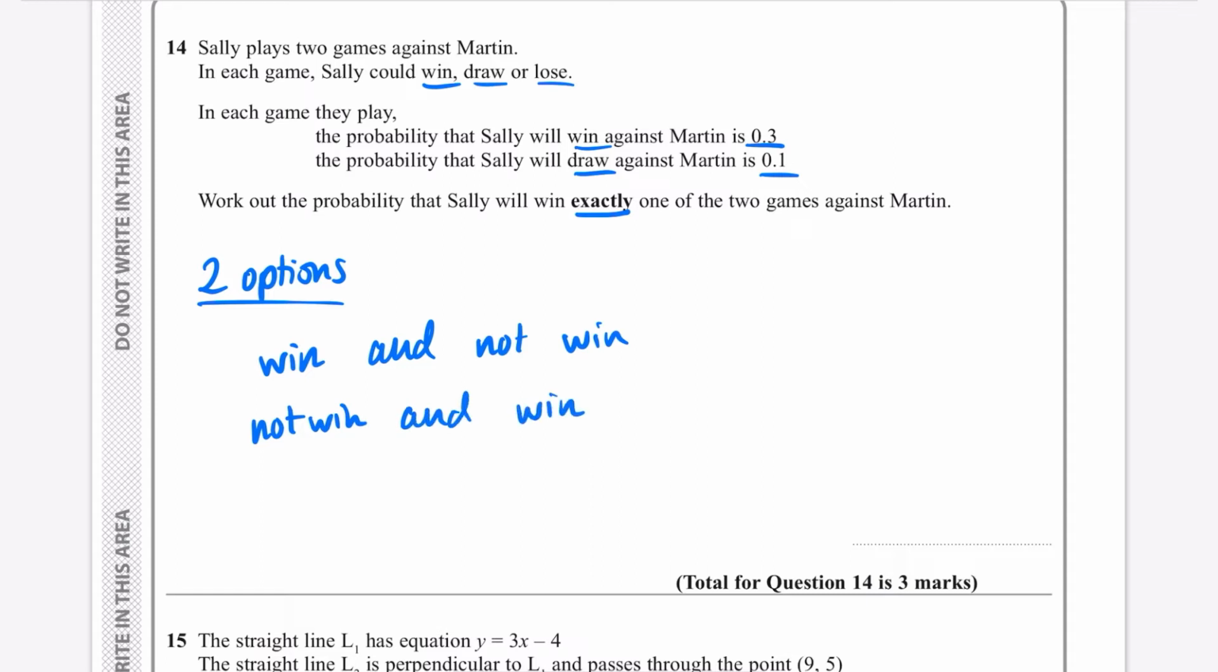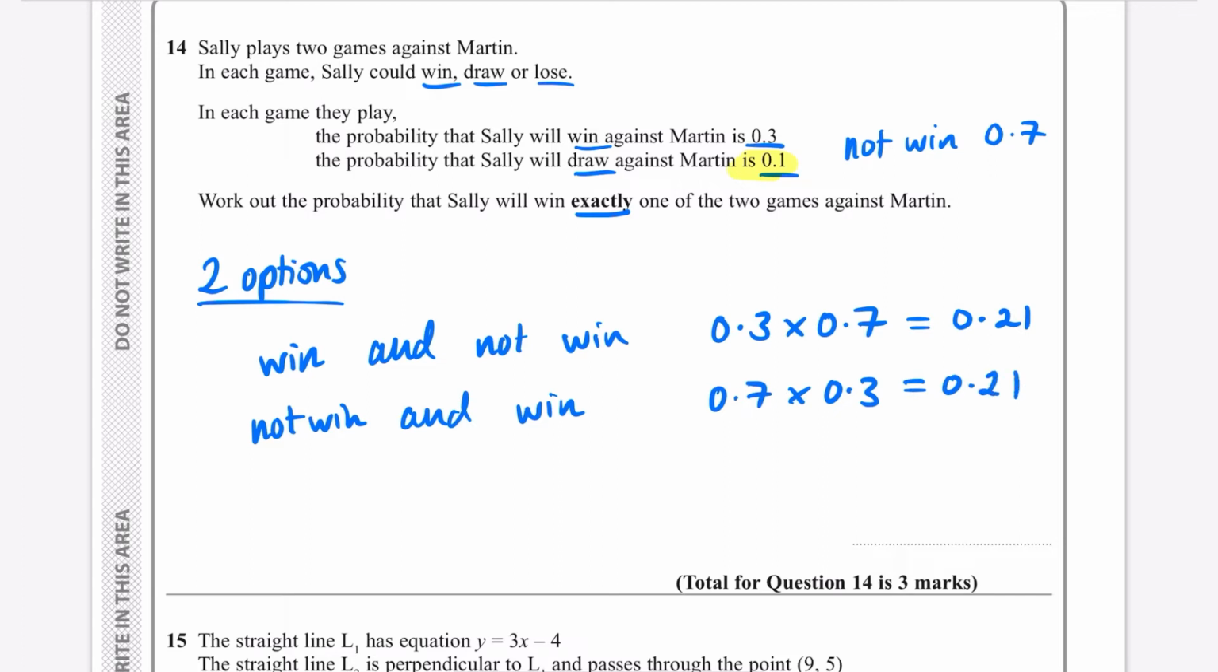So let's work out these probabilities for win and not win. Well, the probability that she wins is 0.3. The probability that she's not going to win, this is actually a bit of a red herring. We don't need what the probability is that she's going to draw. We just want to know the probability that she does not win. If the probability that she wins is 0.3, the probability that she will not win is 0.7. And then this is just going to be the same thing but the other way around: the probability that she doesn't win the first time and she does win the second time. So if you want to do this calculation, you just do 7 times 3, which is 21, and make sure you've got those two numbers after the decimal point. So both of them are 0.21.